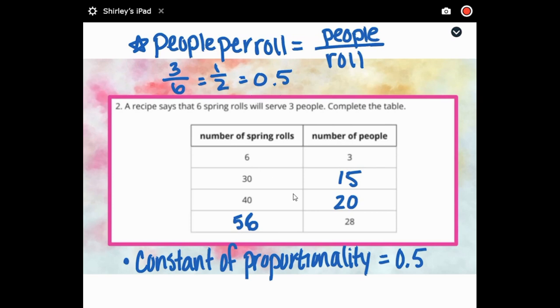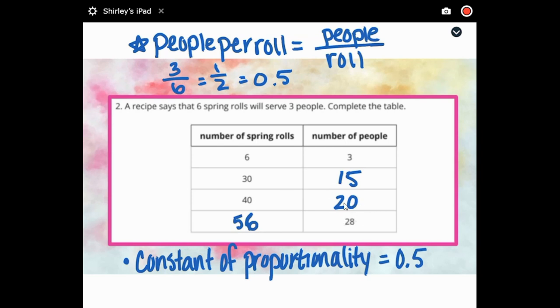So whenever we're writing our patterns in these tables, we don't want to really write divide by 2. You want to make sure you're saying that that's the same as multiplying it by 1/2. And if you're not comfortable recognizing that dividing by 2 and multiplying by 1/2 is the same thing, you can always find that number that you're multiplying by taking something on the right and dividing it by something on the left. So if you would have done 3 divided by 6, you would have found that constant of proportionality as being 0.5. And again, that tells me that I can take all of my spring rolls, multiply them by 1/2, and it's going to give me the number of people.